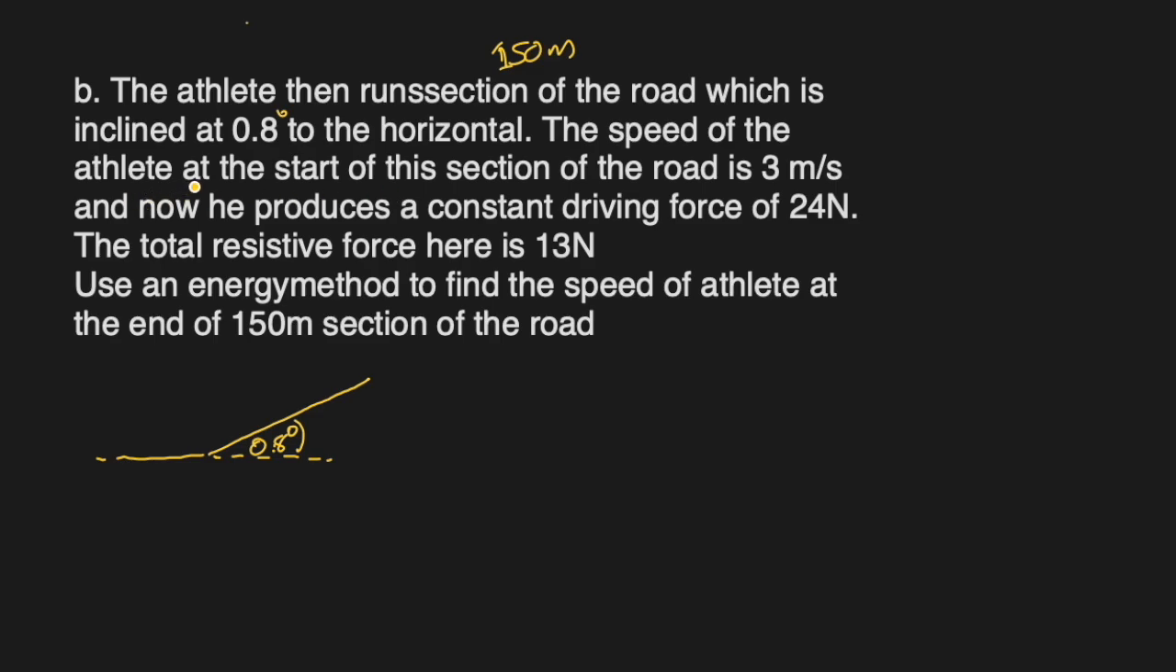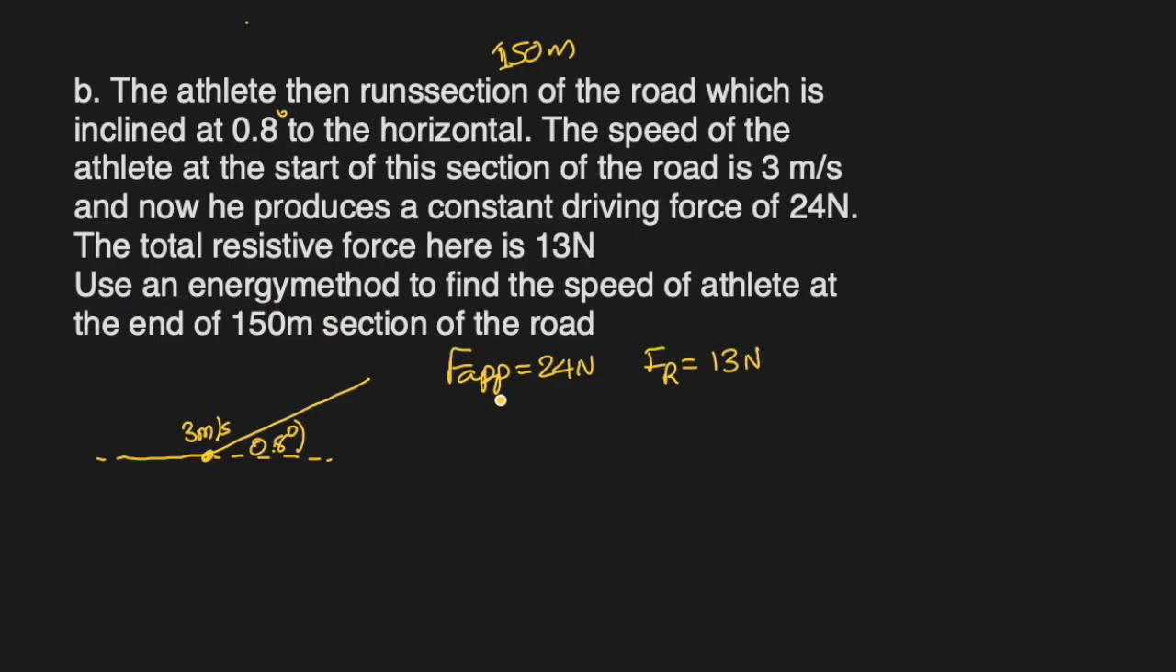Okay, the speed at the start of the section is 3 meters per second. Of course, he was running at 3 meters per second before this, so here also the speed is 3 meters per second. And now he produces a constant driving force of 24 newtons. So the force applied by the athlete is 24 newtons. Total resistive force here is 13 newtons. So Fr equals 13 newtons.